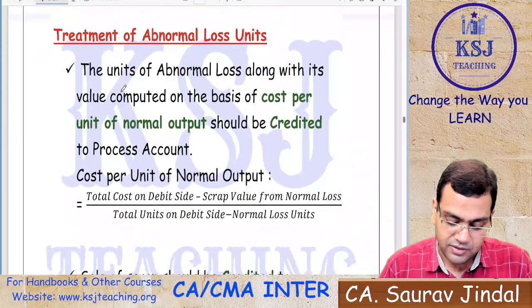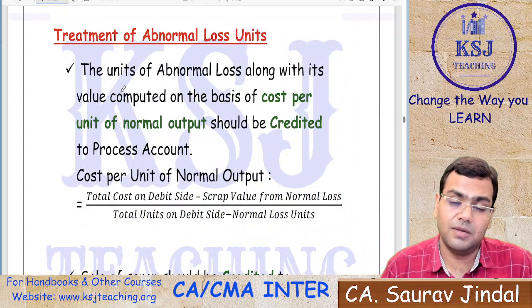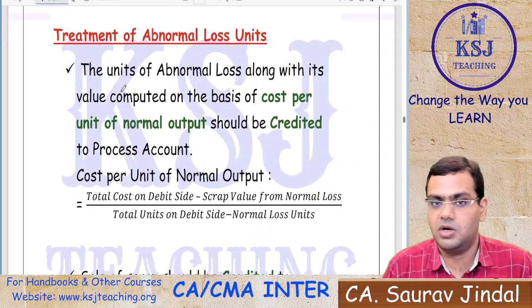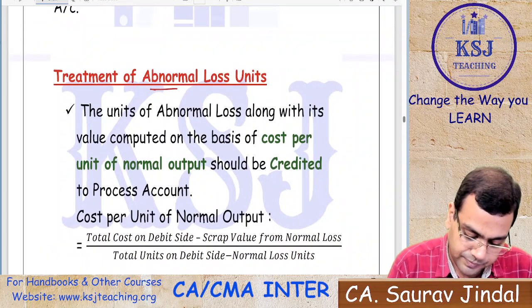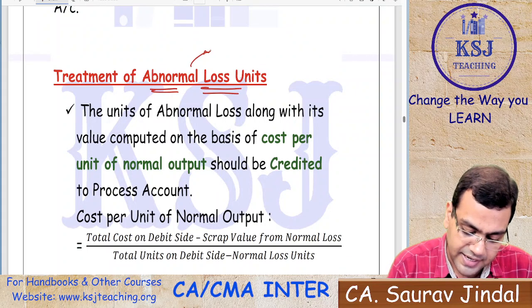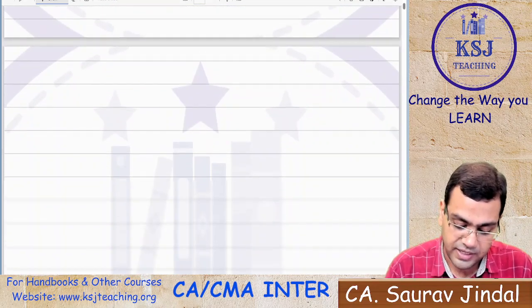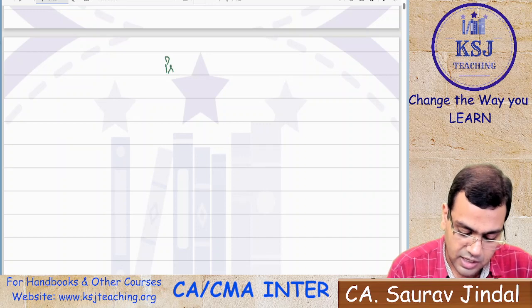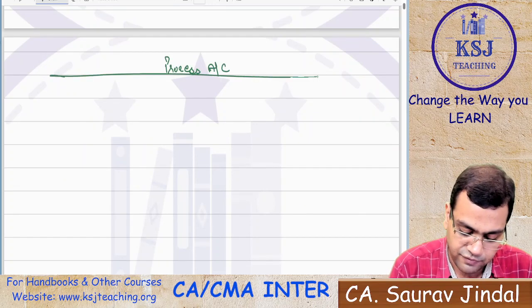What will be the treatment of the abnormal loss, sir? In case of abnormal loss, otherwise whatever is abnormal loss is directly taken to the costing profit and loss account, right? But in case of the process, how do you take the abnormal loss in the process account? Let's try to find out.